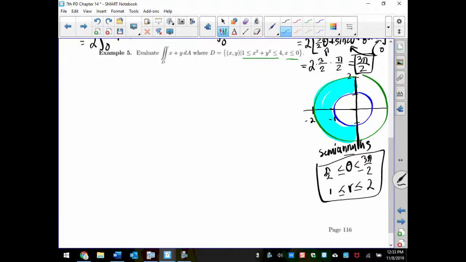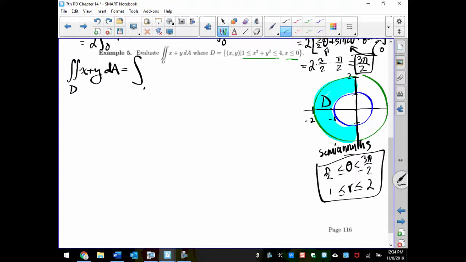Okay. Did I miss anything there? Let's just double check. No, that looks good. So let's go ahead and rewrite the integral. The integral over this region D, they're calling this region D, is going to be x plus y dA. Now let's convert this to a polar integral.